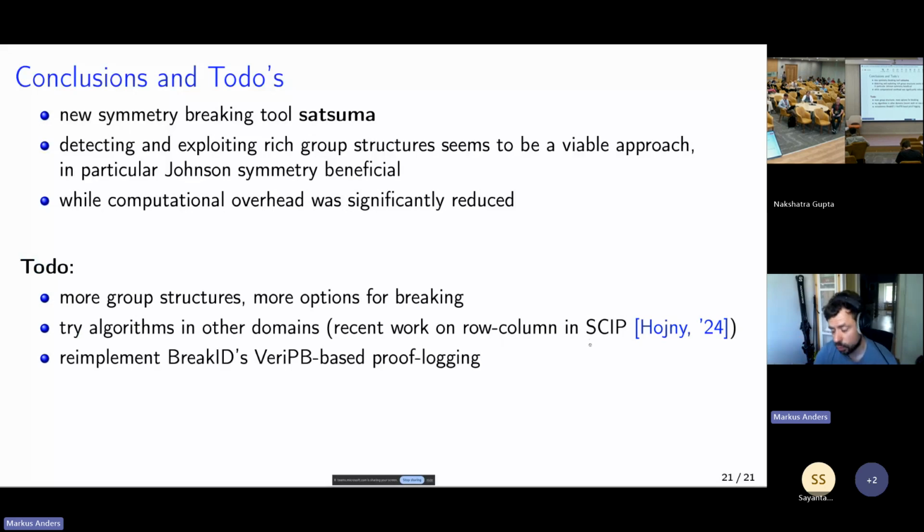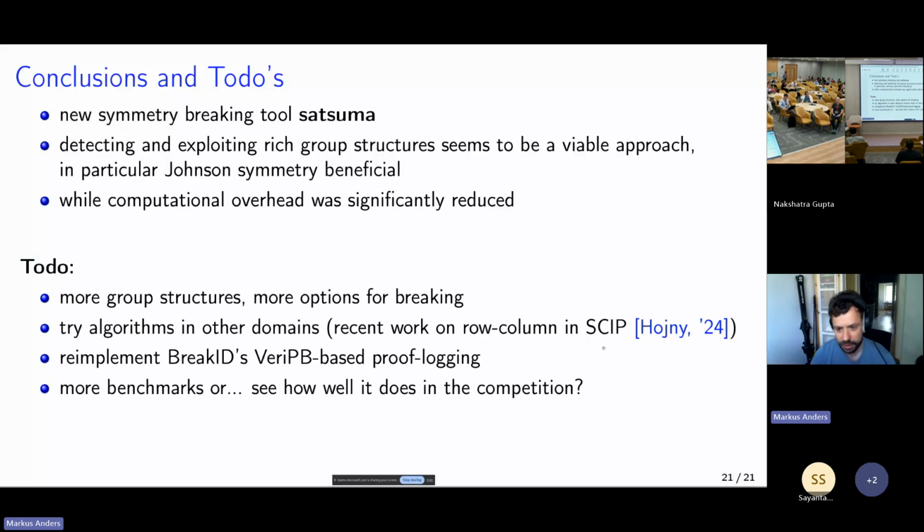And one crucial feature that is missing from the SAT implementation is that Breakit actually has PB-based proof logging, and Satsuma does not yet have it. I think it would be cool to re-implement this in the tool. I don't think this is a major hurdle. This can just be done with some work. And then, of course, doing more benchmarks or just seeing how well it does in the competition would also be nice.